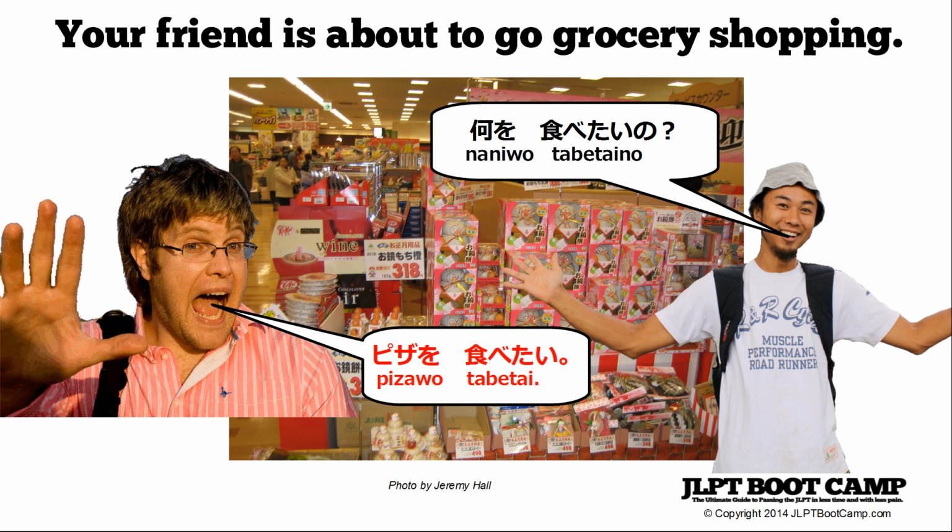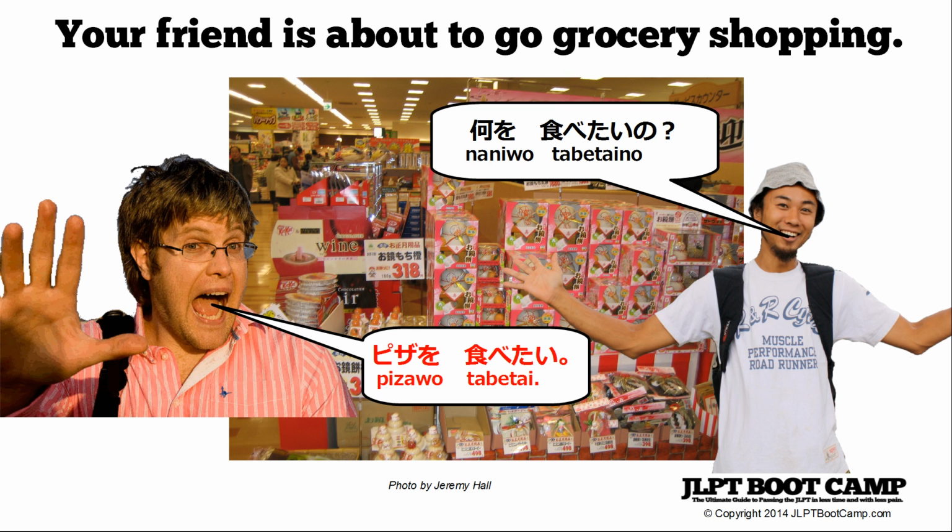Today we're going to talk about how to express what you want to do, as well as objects that you want, some noun that you want, and talking about how to invite people to something, as well as suggest an activity to somebody. So to set up the situation, your friend that you're staying with here in Japan for a while is about to go grocery shopping.